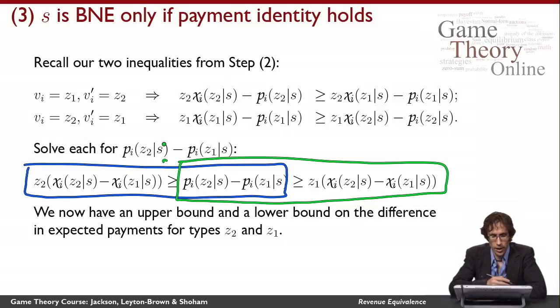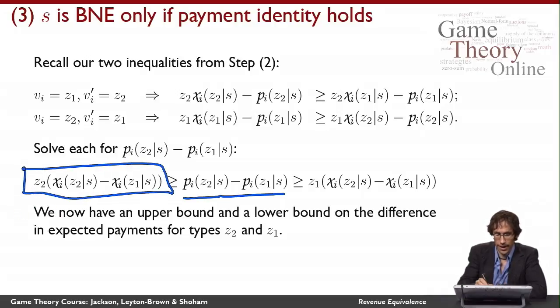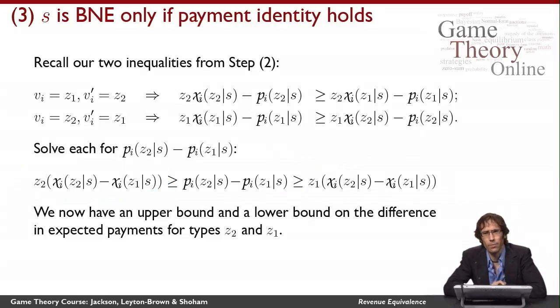And in total, I can think of that as upper and lower bounds on the differences in expected payments that have to be made between agents of type Z2 and agents of type Z1. So in other words, this difference in payments here has to be not less than this amount and not more than this amount. Well, that's fine, but this just looks like a lot of messy math. It's not clear why these upper and lower bounds are very helpful to me.